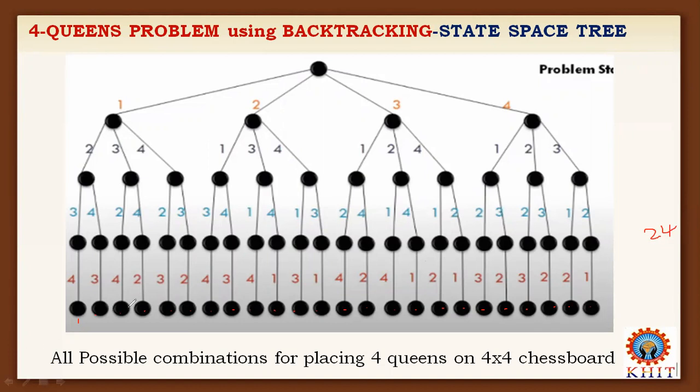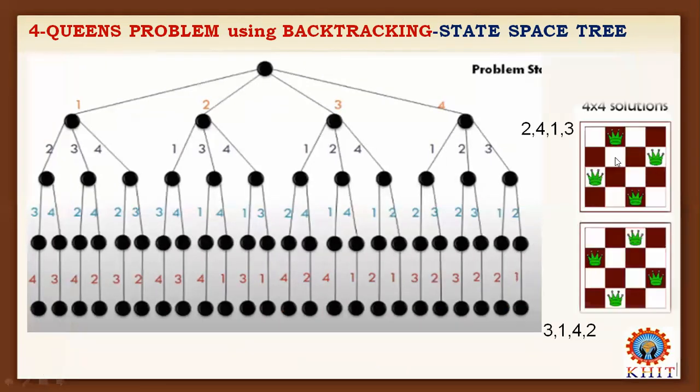Now let us see, we will get the tree. All possible combinations are to be generated. Among those possible combinations, by satisfying the constraint, how many ways you can arrange the queens, that is the important one. So here you can place the queens in order. We will see how many ways in the next slide.